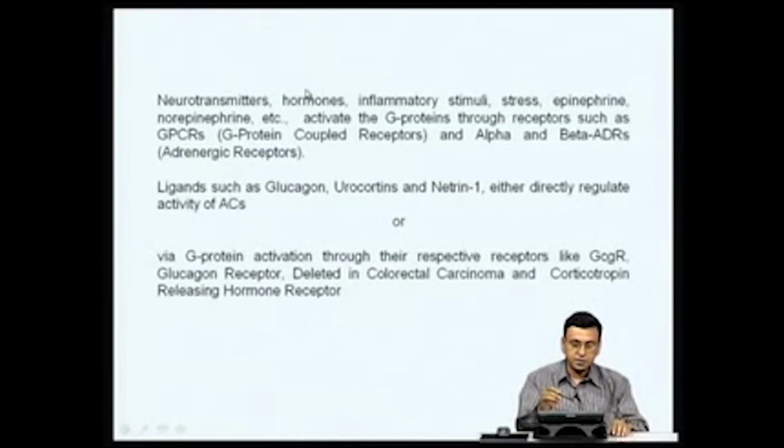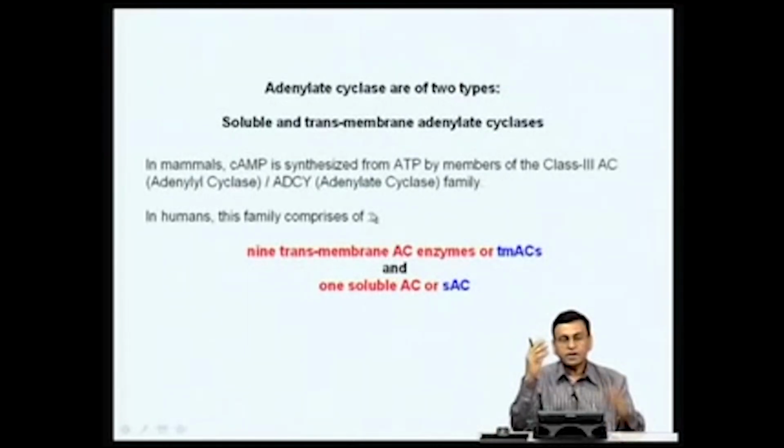So, neurotransmitters, hormones, inflammatory stimuli, stress, epinephrine, norepinephrine, and a number of other molecules activate the G proteins through their receptors such as the GPCRs, alpha and beta adrenergic receptors, and so on and so forth. Whereas ligands such as glucagon, urocortins, netrin-1 either directly regulate the activity of adenylyl cyclases, or they activate via G protein activation. Now, what are these adenylyl cyclases?